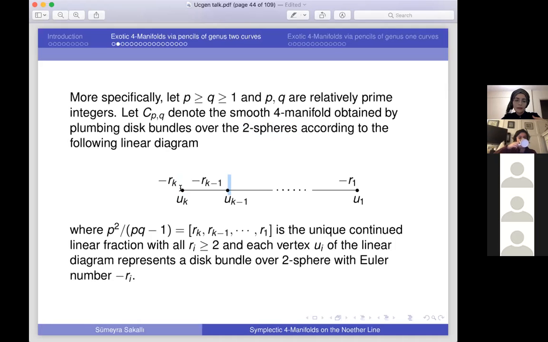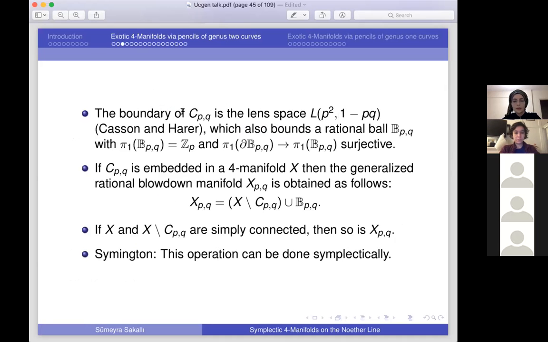And when there's an edge, it means that they are transversely intersecting. And these numbers then, these are the self-intersections of your spheres. And then, as I said, you take its closed neighborhood, and it gives us a smooth four-manifold CPQ. And then, when you can find such a configuration, its boundary is a lens space given in this way.